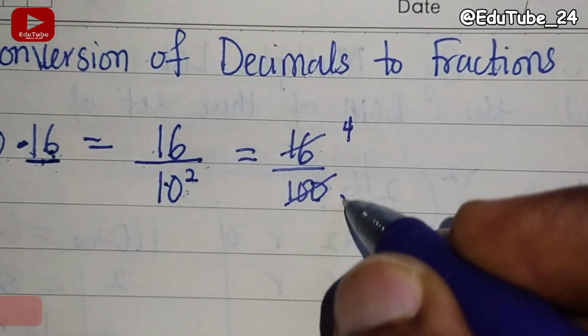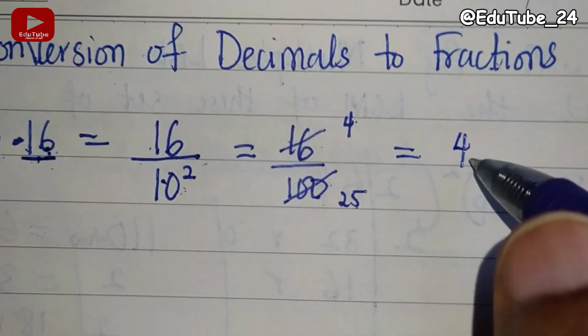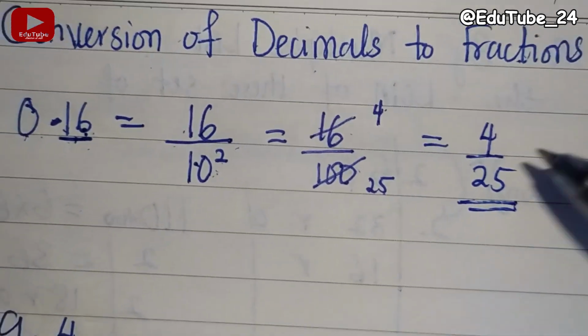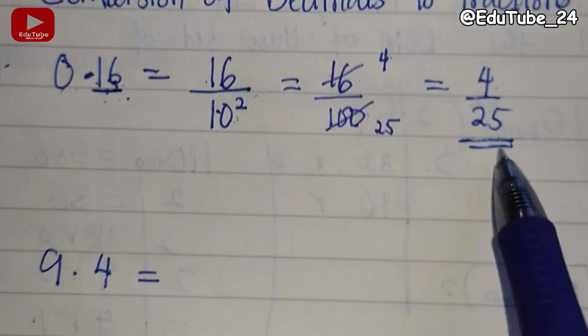and 4 in 100, that will give me what? 25. 4 and 25 have no common factor. So my answer is 4 out of 25. So successfully I've converted 0.16 to fraction, which is 4 out of 25.